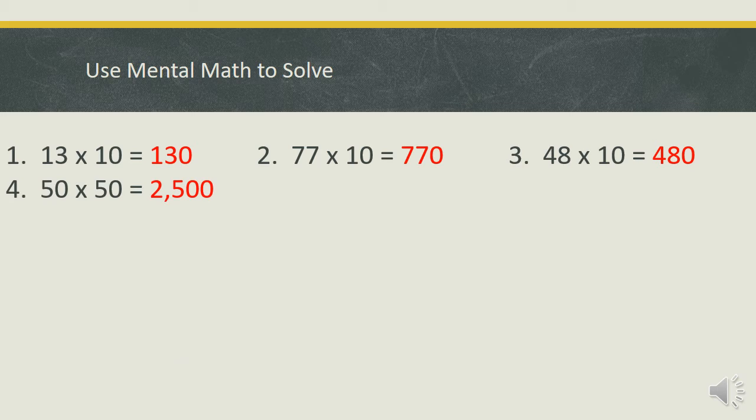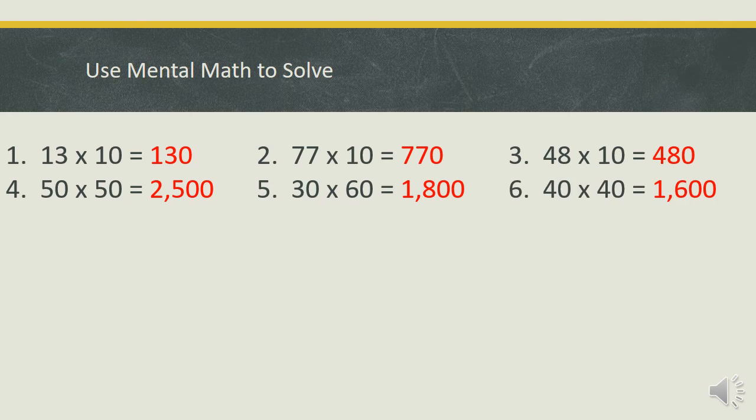50 times 50. 5 times 5 is 25. I see 2 zeros, so I added them at the end. Get 2,500. You see where I put the comma? Between the thousands place and the hundreds place. Number 5. 30 times 60, 1,800. Number 6, 40 times 40, 1,600.